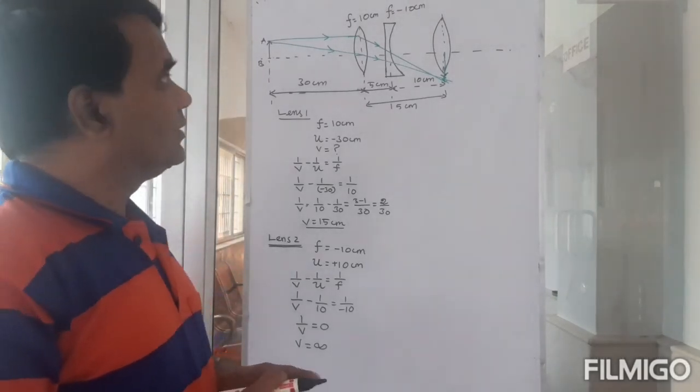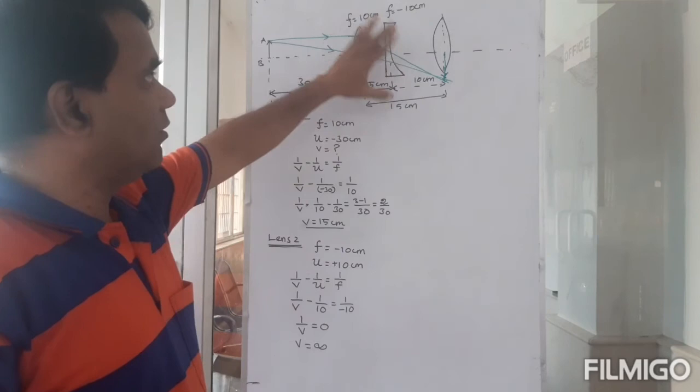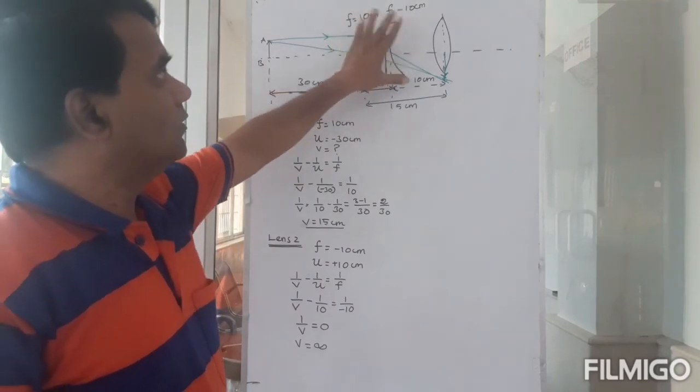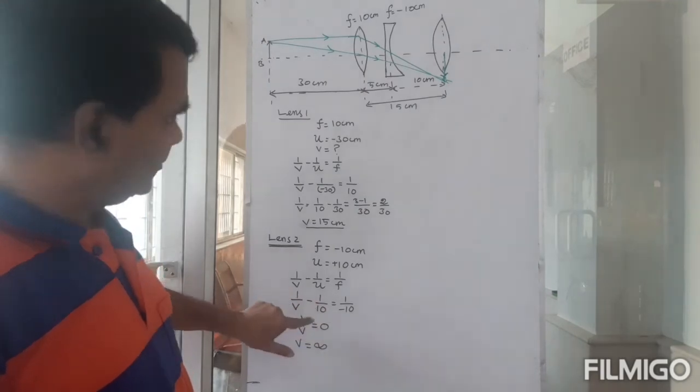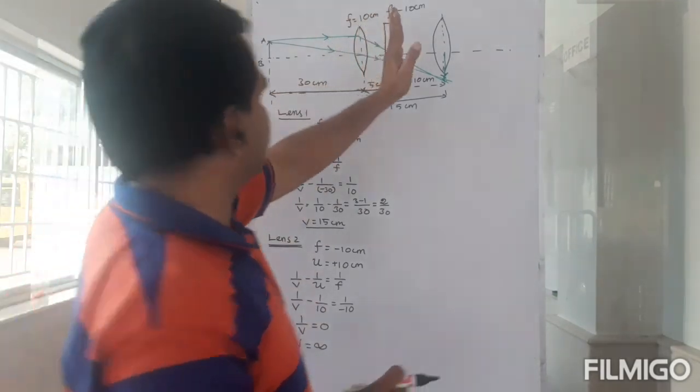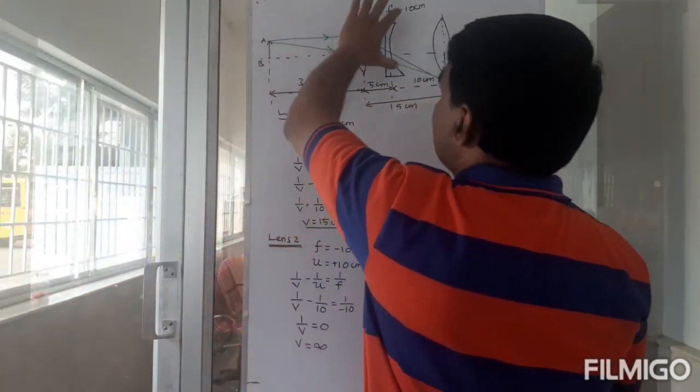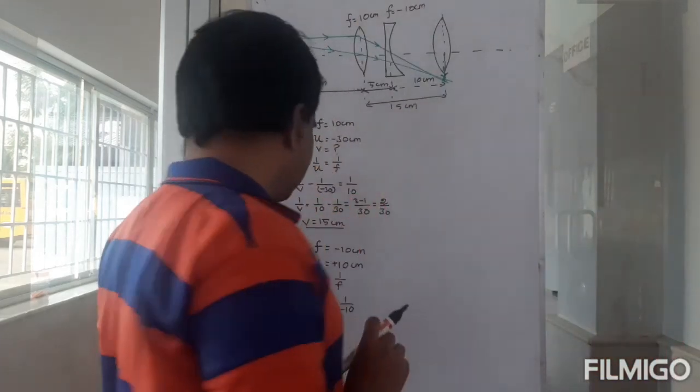So this lens will form an image at infinity, at plus infinity. That is the case.